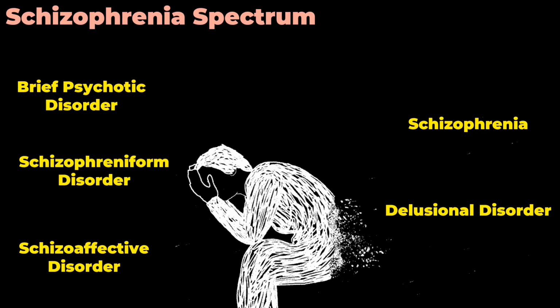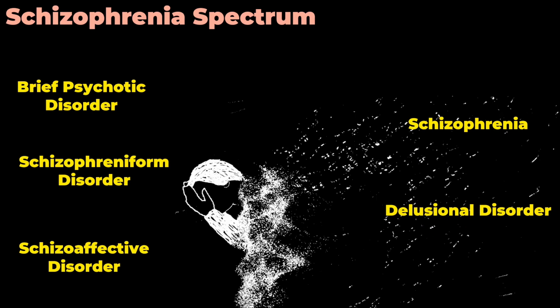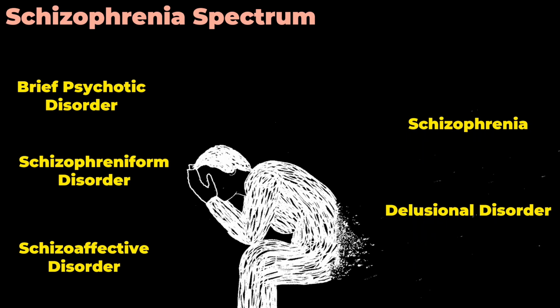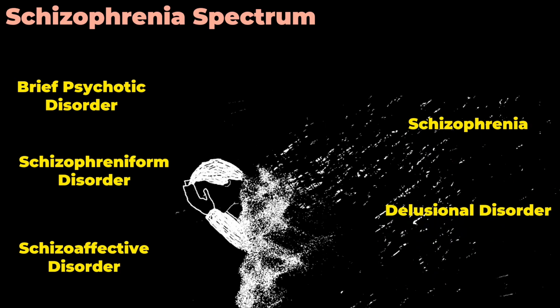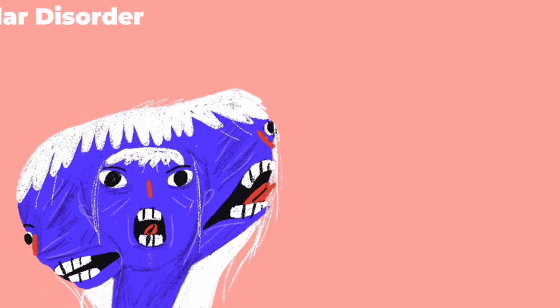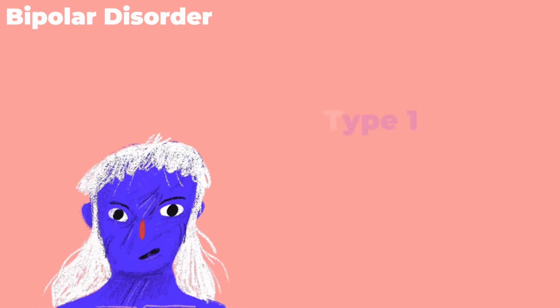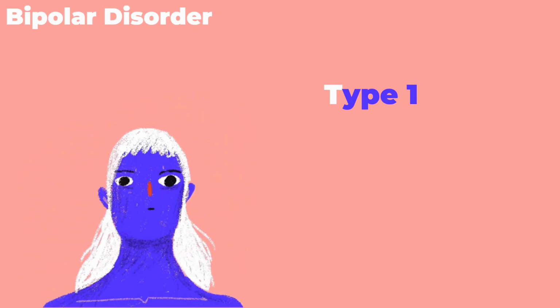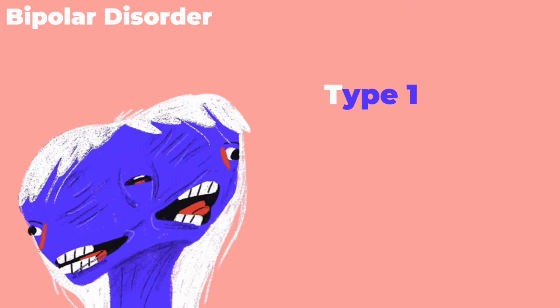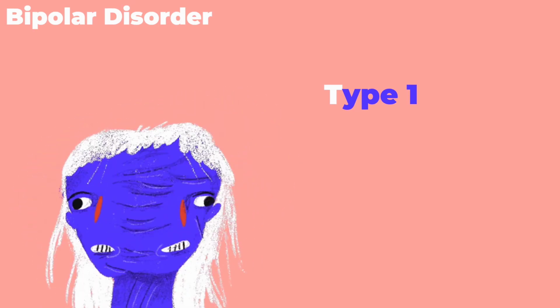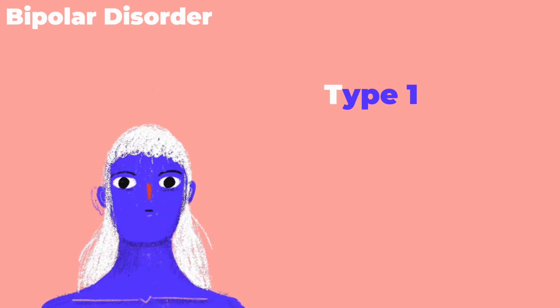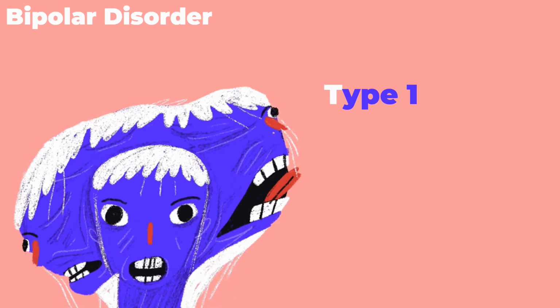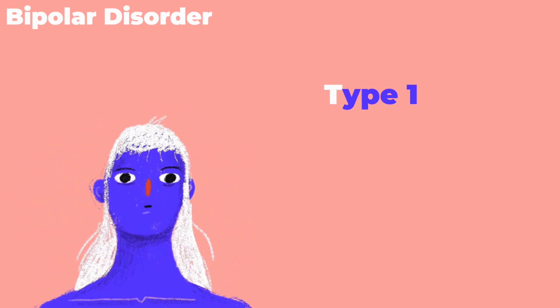Next is delusional disorder. It is the presence of one or more delusions with a duration of 1 month or longer. Next is bipolar disorder. There are several types in bipolar disorder. The first one is type 1. For a diagnosis of bipolar 1 disorder, it is necessary to meet the criteria for a manic episode. The manic episode may have been preceded by and may be followed by hypomanic or major depressive episodes.